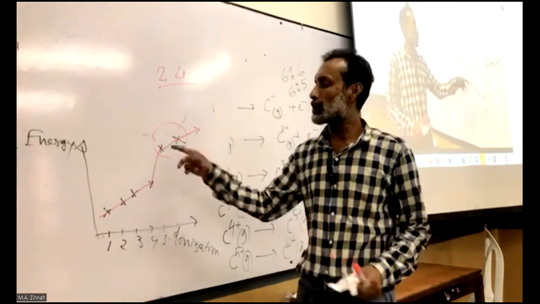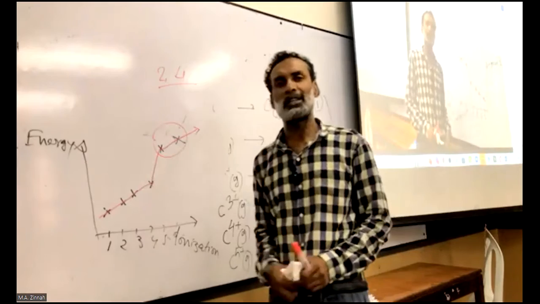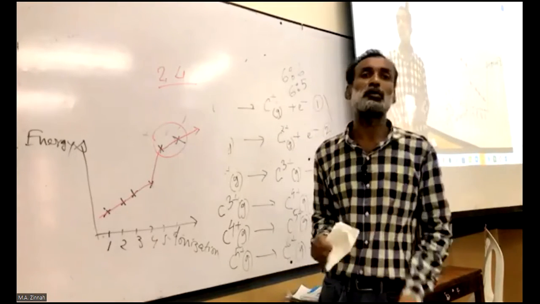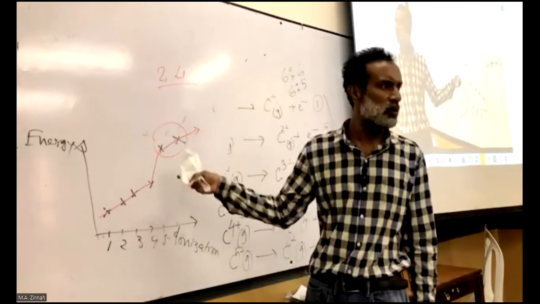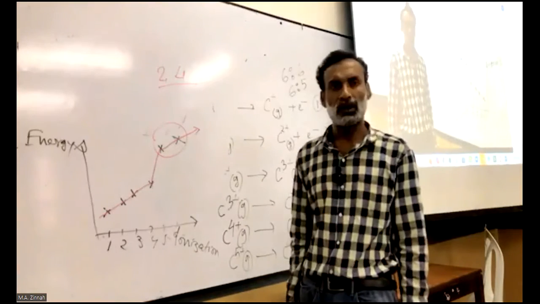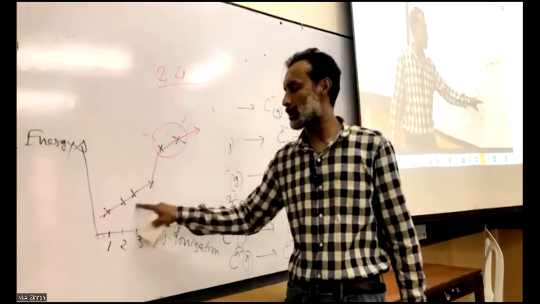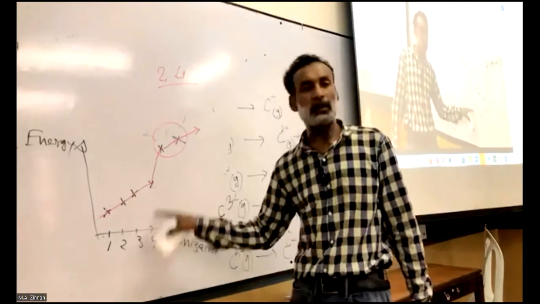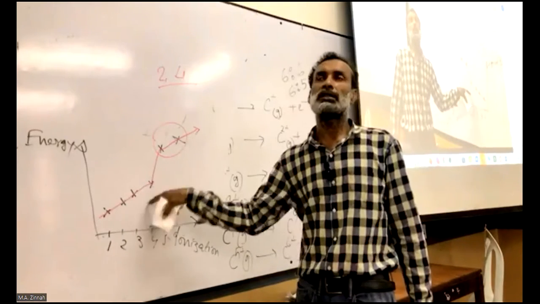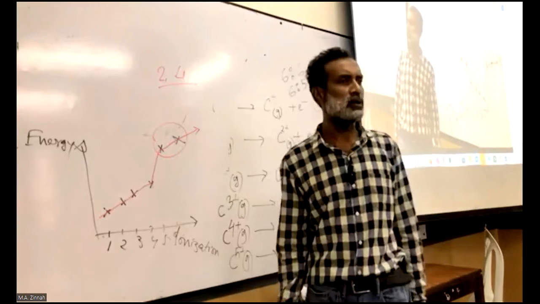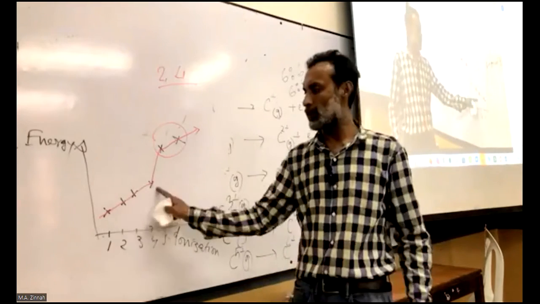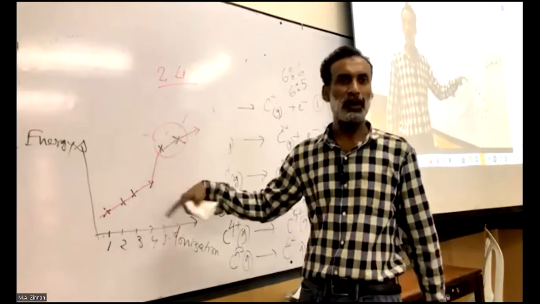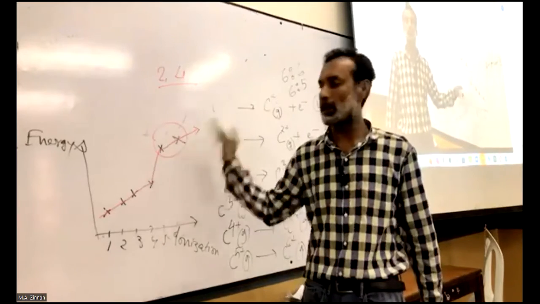And which group of the periodic table is this element in? Here is the question: which group does this belong to? Group 4, right? Group 4, because the outermost electrons are 4. 1, 2, 3, 4. Do you understand from this graph that this has 4 electrons in the outermost shell? Because after removing 4, there is a big jump. The inner shell comes up after 4 electrons.